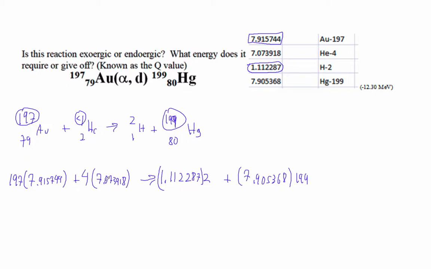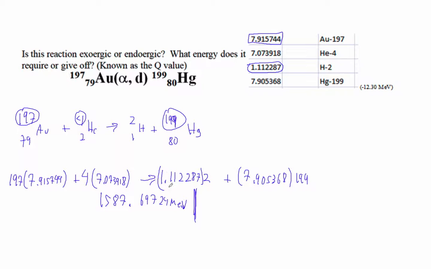Right, so let's figure out the total binding energy here. Okay, let's just do that. 197 times 7.915744 plus 4 times 7.073918. The total binding energy on this side. Remember, this isn't energy you have. This is how far down in the hole we are. 1569.724 MeV, right? That's the left side.